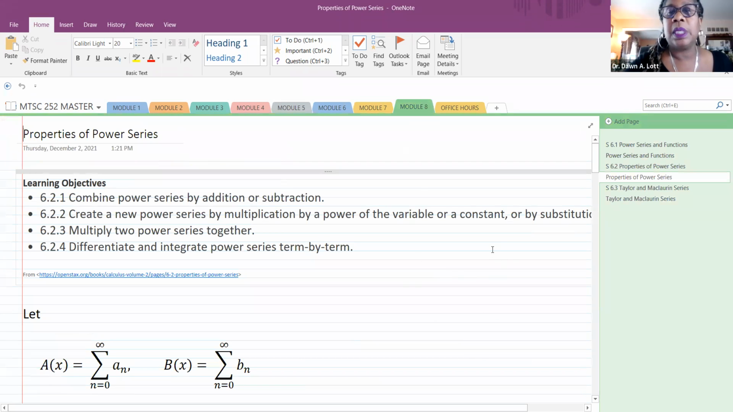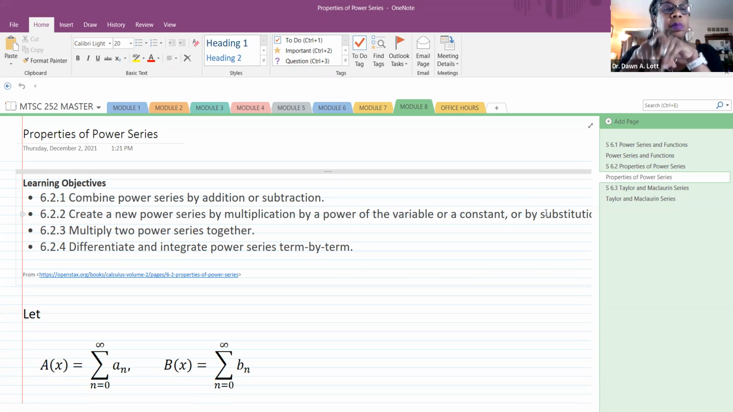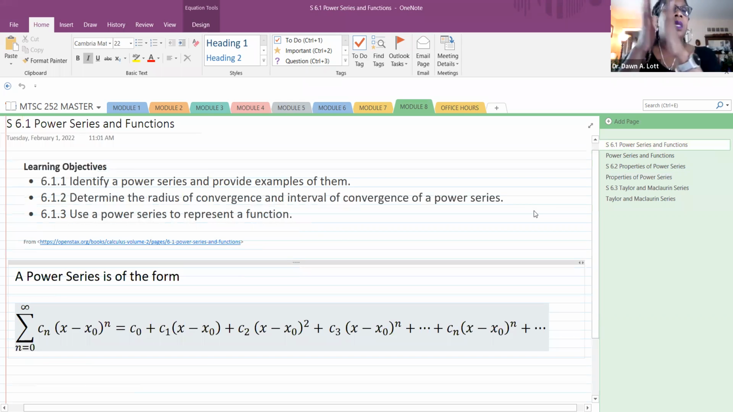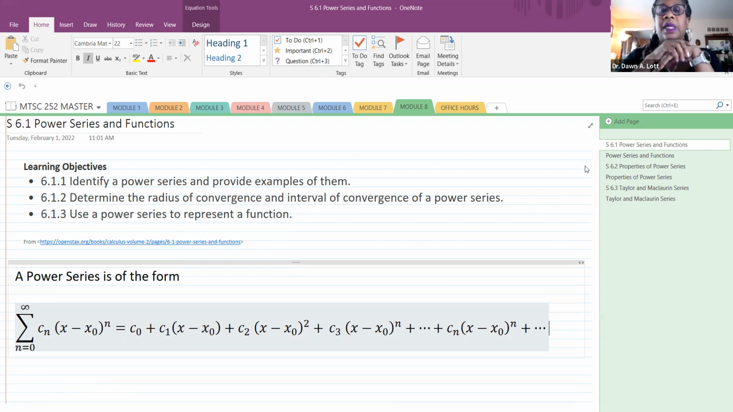Okay, let's go to module 8. Module 8 has 3 sections, and then at the end of next week, we are done. We're introducing power series, and we are going to identify a power series and provide examples of them. We are going to determine the radius of convergence and the interval of convergence of a power series and use a power series to represent a function.